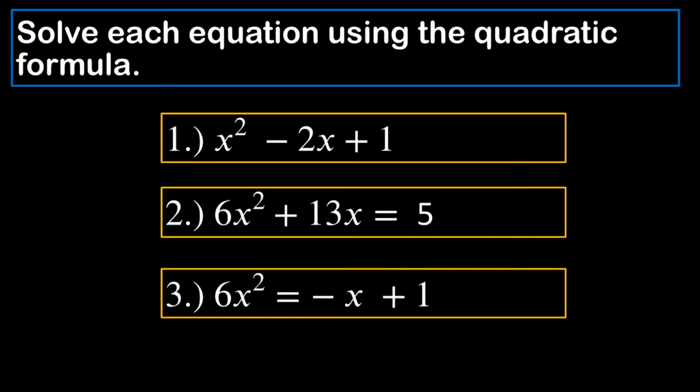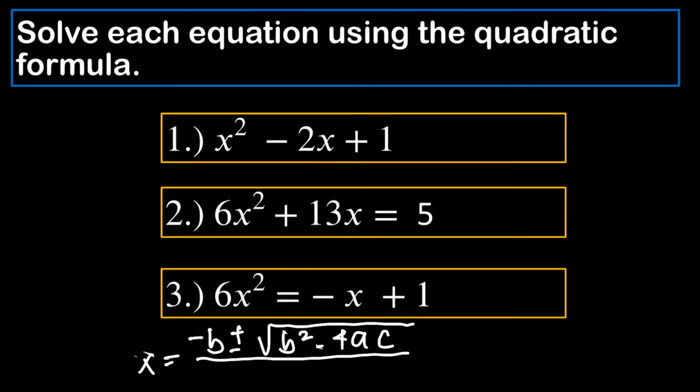In this video, you will learn how to solve quadratic equations using the quadratic formula. I have here three examples, but let us first recall the quadratic formula. The quadratic formula is of the form x equals negative b plus and minus the square root of the discriminant, which is b squared minus 4ac, all over 2a. This is the formula that we're going to use to solve these three equations.